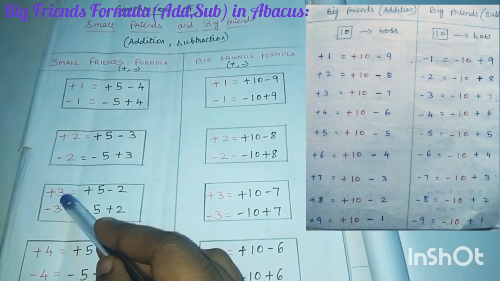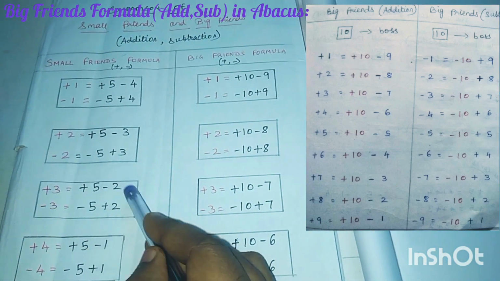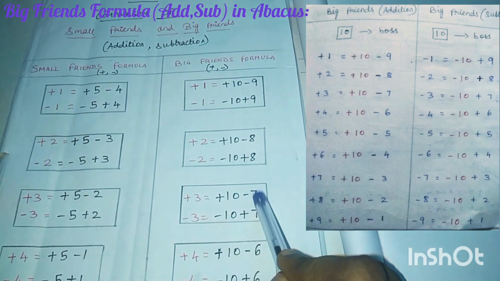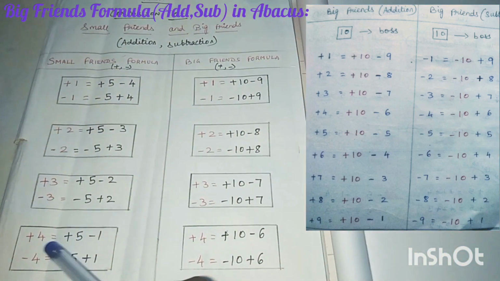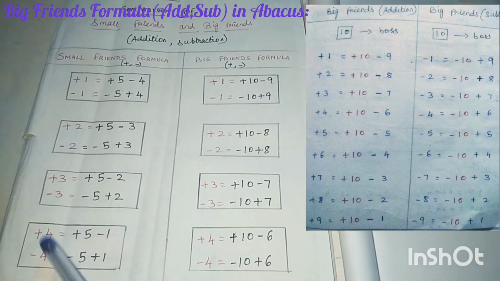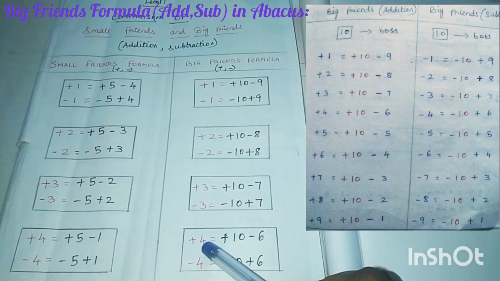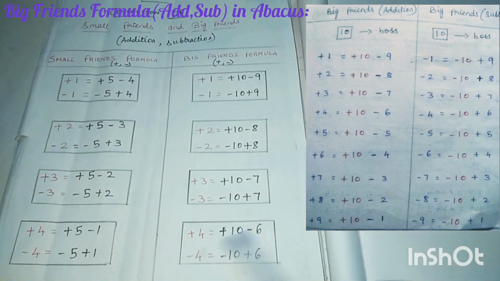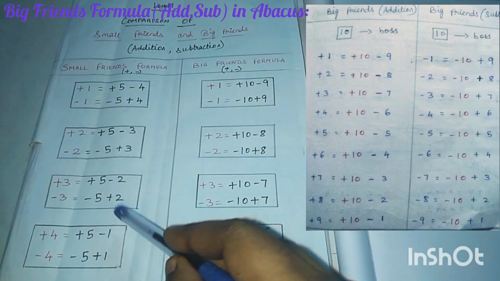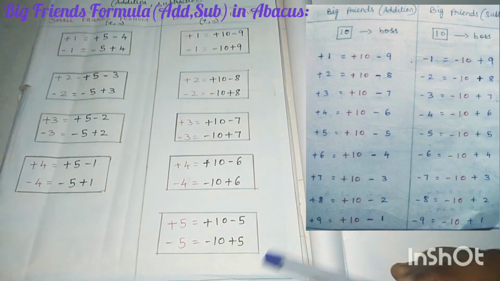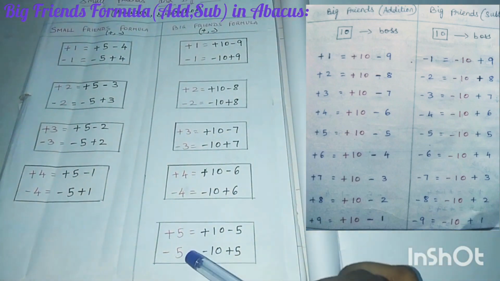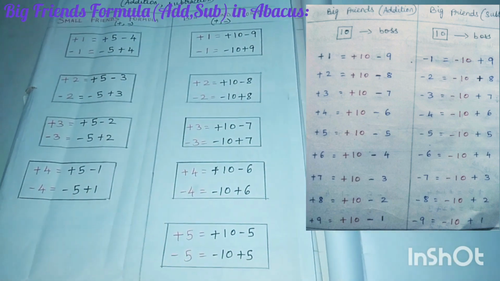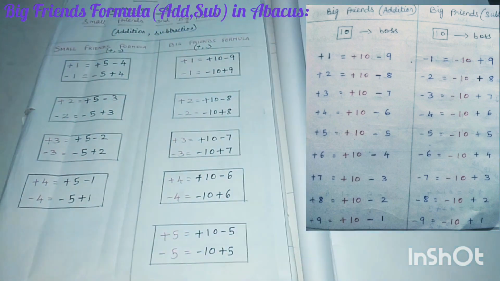Okay. Next, 3's small friend is 2 since 3 plus 2 equals 5, while 3's big friend is 7 since 3 plus 7 equals 10. Okay. Next, 4's small friend is 1 since 4 plus 1 equals 5, while 4's big friend is 6 since 4 plus 6 equals 10. Okay. So 4 numbers have both small friend and big friends. Certain numbers have only big friends. For example, 5's big friend is 5 since 5 plus 5 equals 10. So it is not included in small friend, okay?